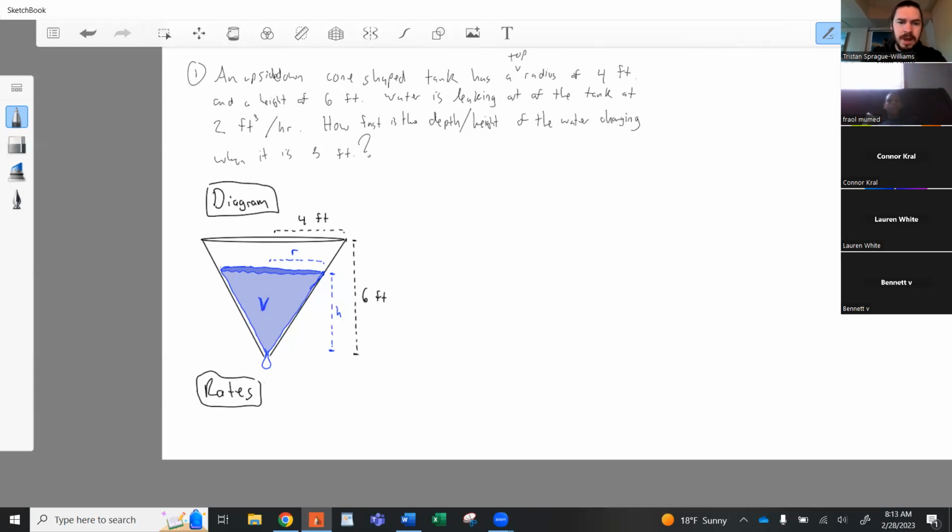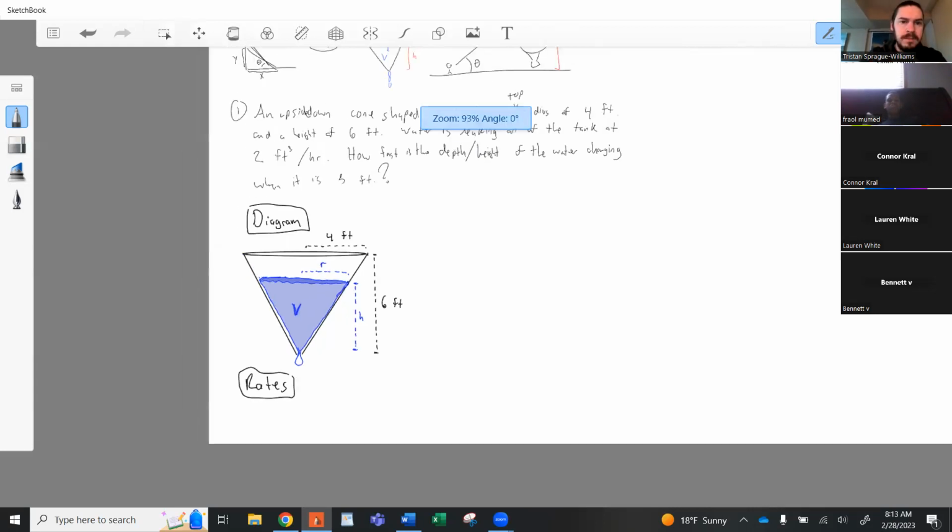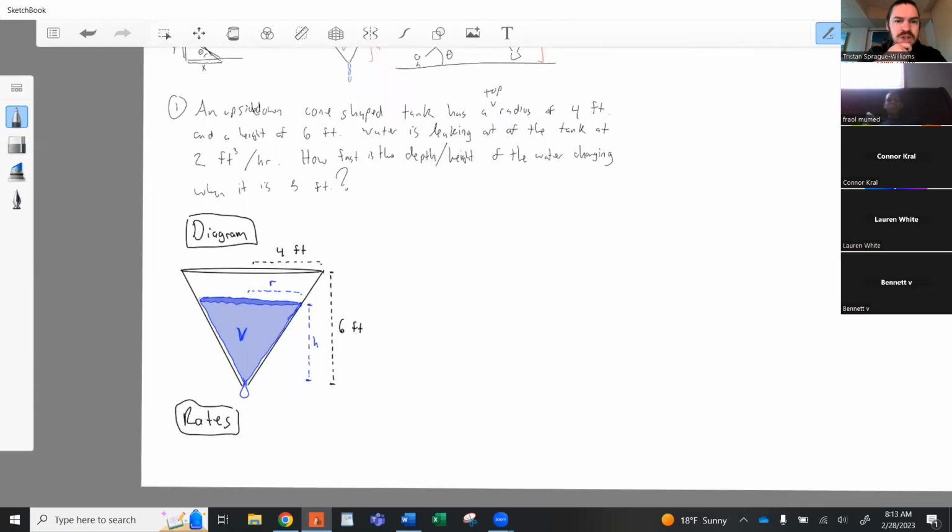We have a couple of different rates of change. In this problem, there is a rate of change that's given to us. The water is leaking out of the tank at 2 cubic feet per hour. If I can underline this. There we go. The water is leaking out of the tank at 2 cubic feet per hour. So that is a rate.